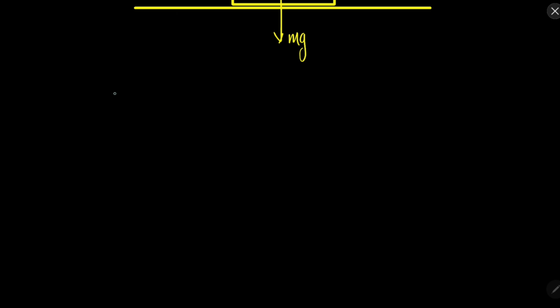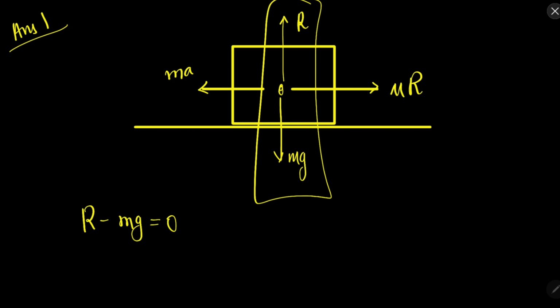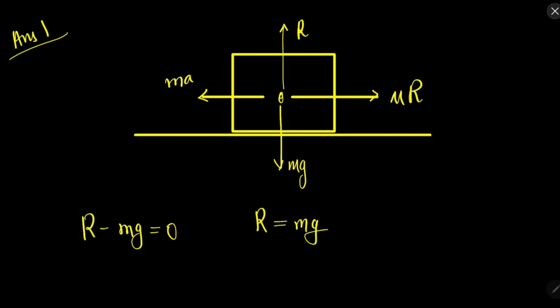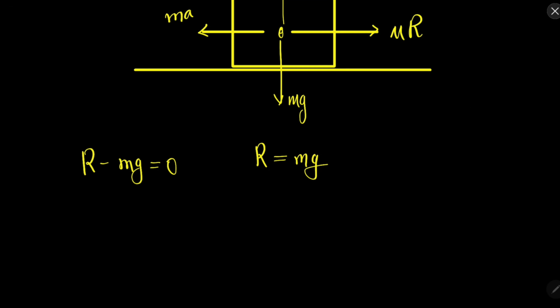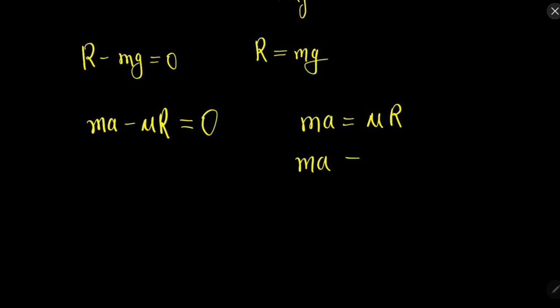So we have two equations. First is R minus mg equal to 0, because there is no motion, no net force in the vertical direction, so therefore it is 0. So R is equal to mg, and then obviously this is ma minus mu R equal to 0. So ma equal to mu R, where R is mg.